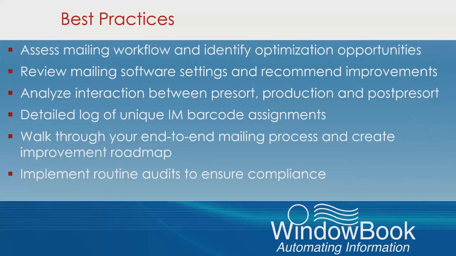Part of this analysis should be routinely checking your mailing software settings to make sure that they're optimized for your mailings. And this is especially true when there are changes to regulations or prices. You should also take some time to improve the interaction and communication between the pre-sort, production, and post-pre-sort areas of your operation. Oftentimes, making simple changes in one area can greatly improve the quality or productivity in another area.